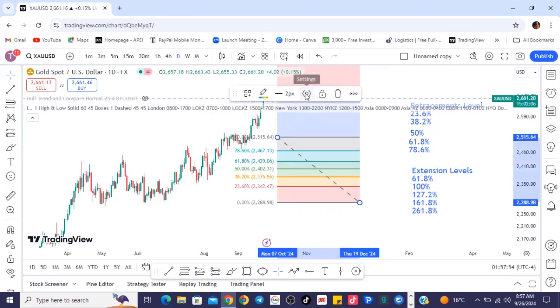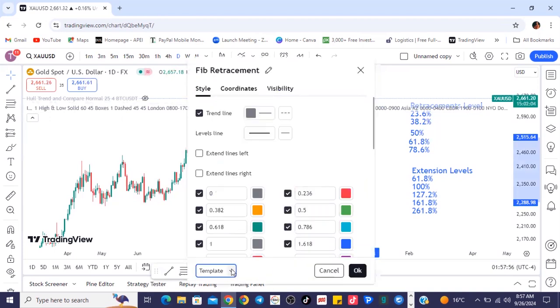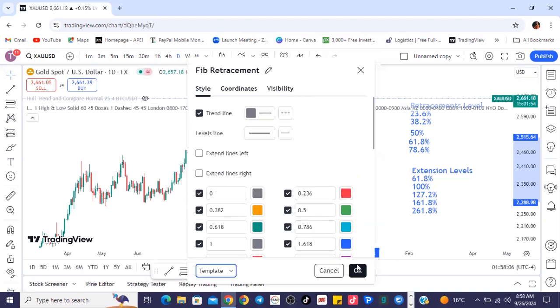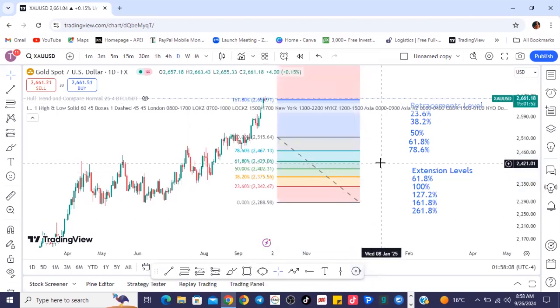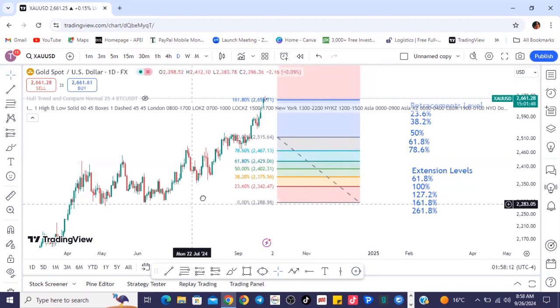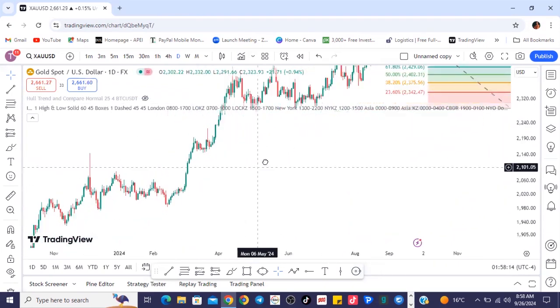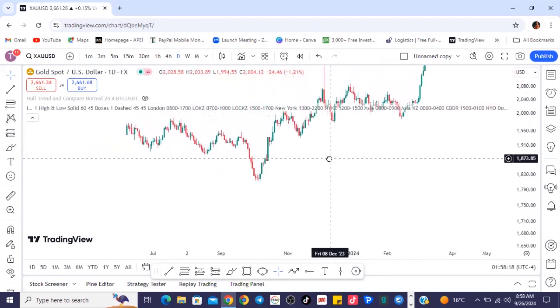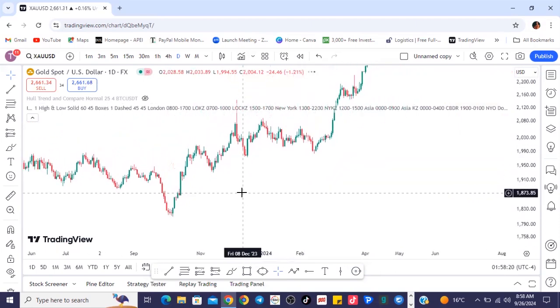Allow me to save this template as the normal fib. Because I did a few adjustments, this is the normal Fibonacci, so I will save it like that. The first thing when you're using Fibonacci is that you need to identify a trending market. You can see this is a market that has been pushing in an upward trajectory.